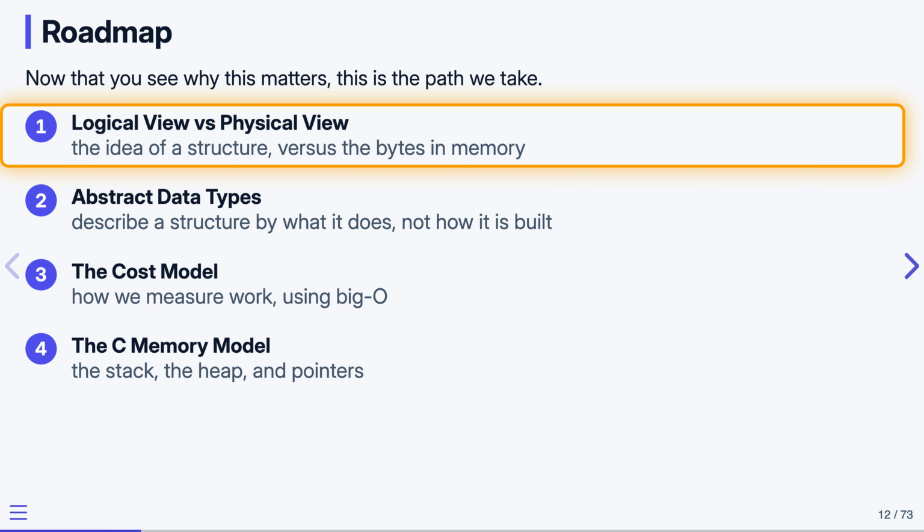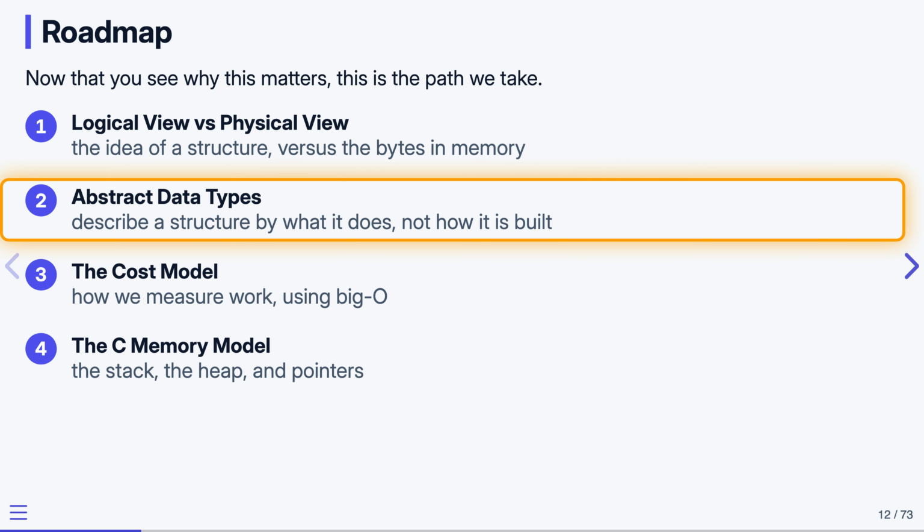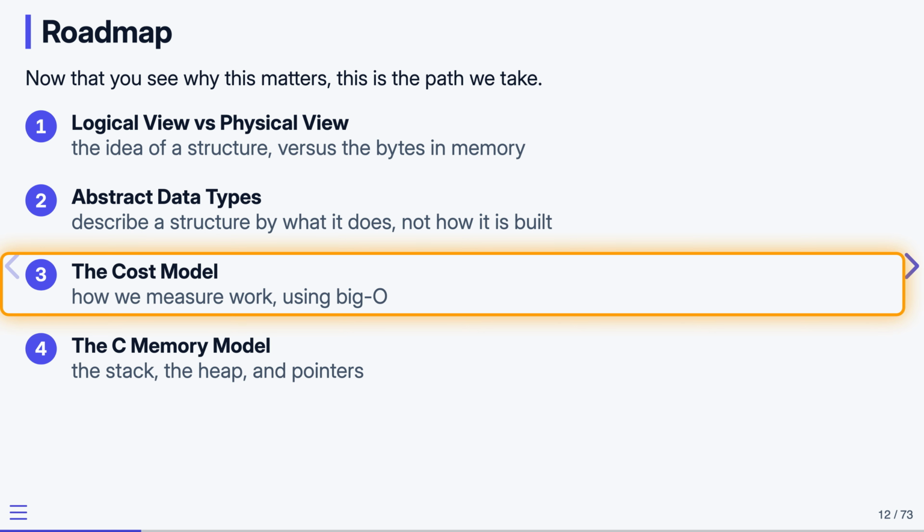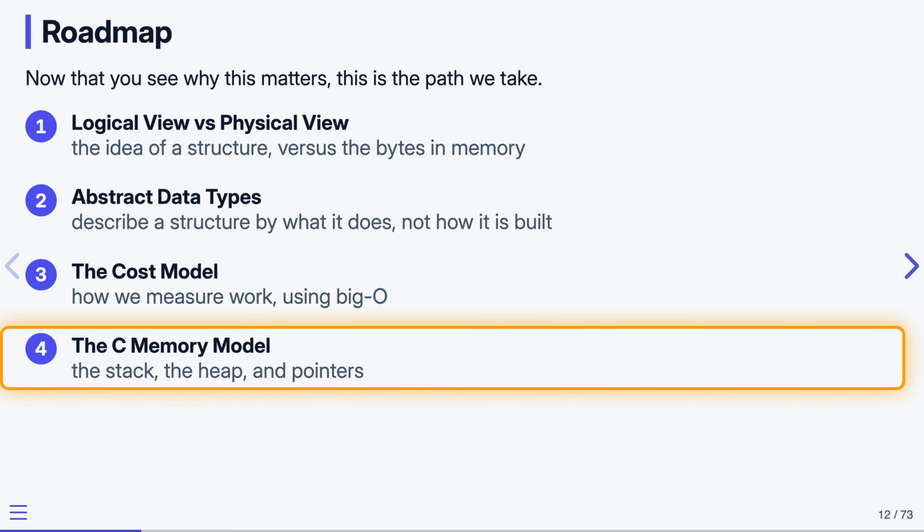Now that you see why this matters, here is the path we take. First, the logical view and the physical view, the idea of a structure versus the bytes in memory. Then abstract data types, where we describe a structure by what it does, not how it is built. Next, the cost model, which is how we measure work, using big O. And last, the C memory model, the stack, the heap and pointers. These four ideas are the foundation for every structure in the course.